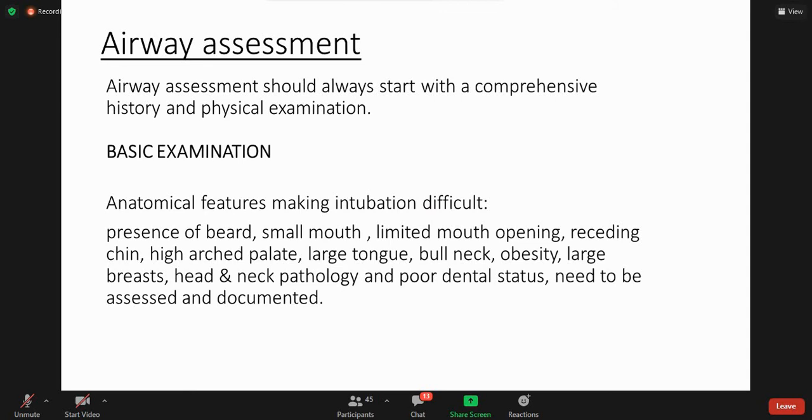We'll ask the patient to open their mouth and show us. We'll see the structures and we'll do the Mallampati scoring. What is Mallampati scoring, and for what purpose is it being done? Anyone? Mallampati scoring?